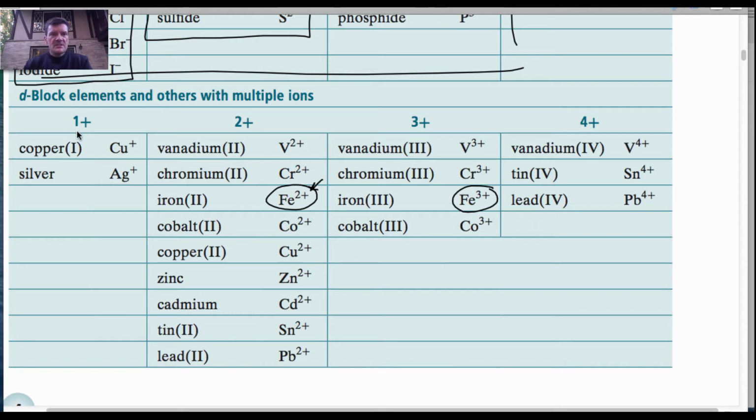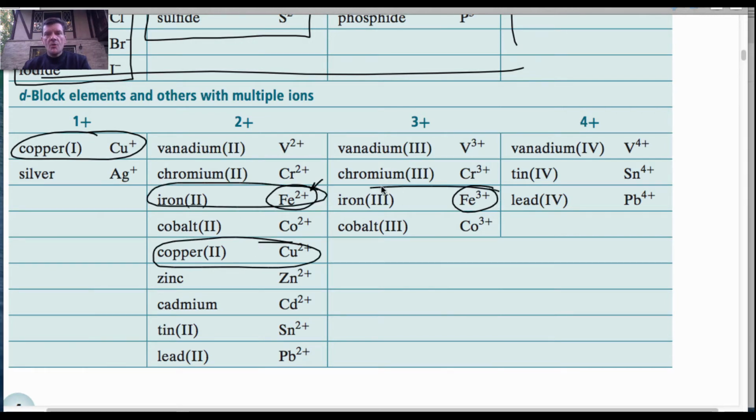have multiple charges. For example, here's copper. It could form a +1 ion. It could also form a +2 ion. Okay? Iron, I already mentioned, could have a +2 or a +3. Chromium could have a +2 or +3. Tin could have a +4, or it could have a +2, and you just refer to the table, and I'll show you also how you can determine which one it is by looking at the formula. Okay?